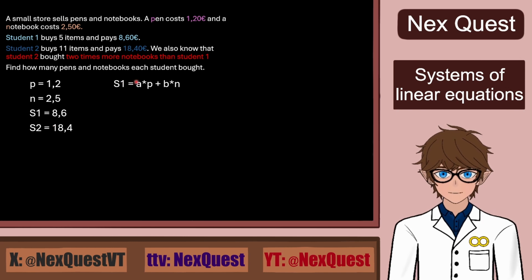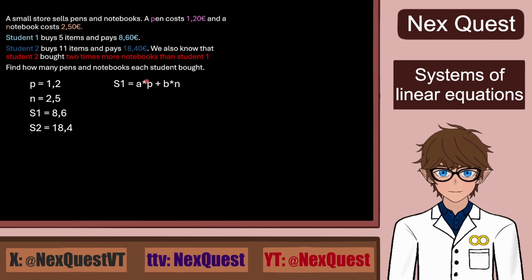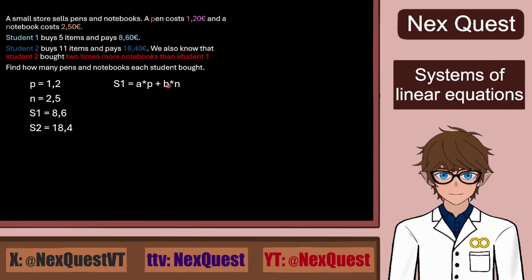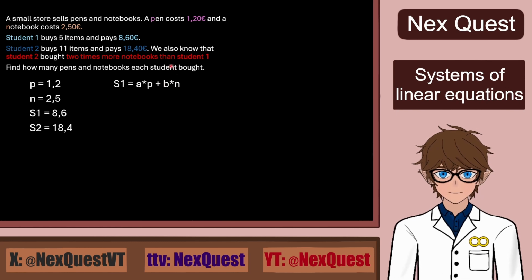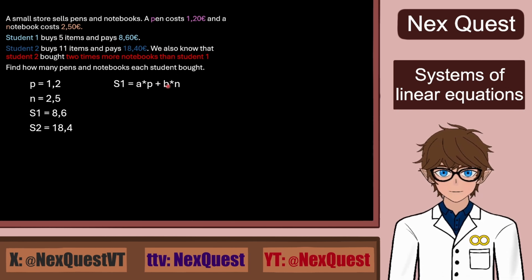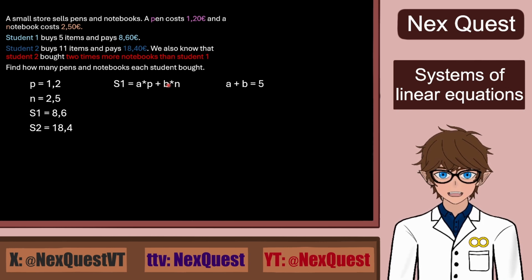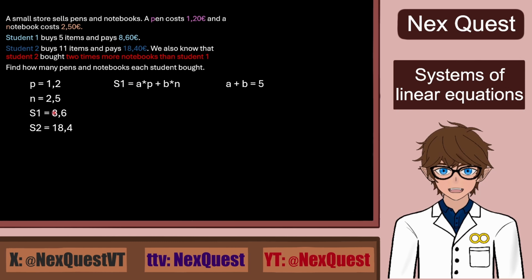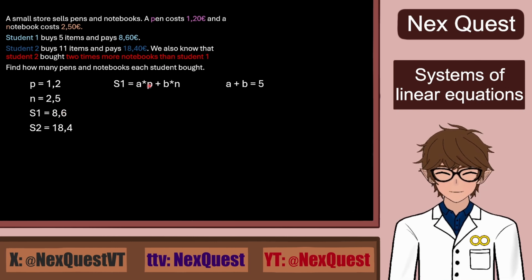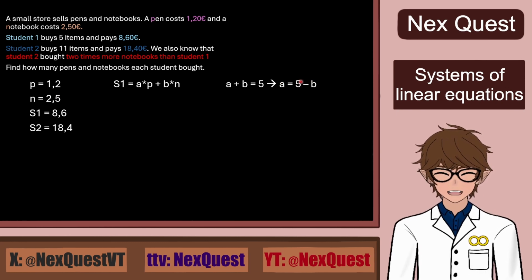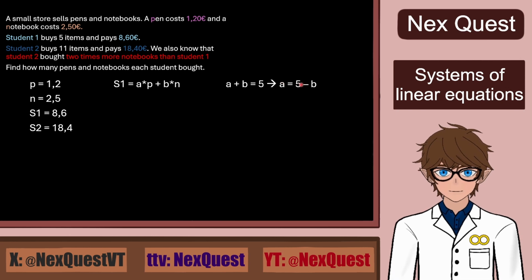So student number 1 bought A pens, the number A of pens, let's say like 5 pens, and B notebooks. And we know that he bought 5 items, so A plus B must equal 5. And now we have 2 equations with 2 variables, which are A and B, because S1 is how much money he spent, P is the value of the pen, and N is the value of the notebook. So let's take A from this equation, and we get A is 5 minus B.